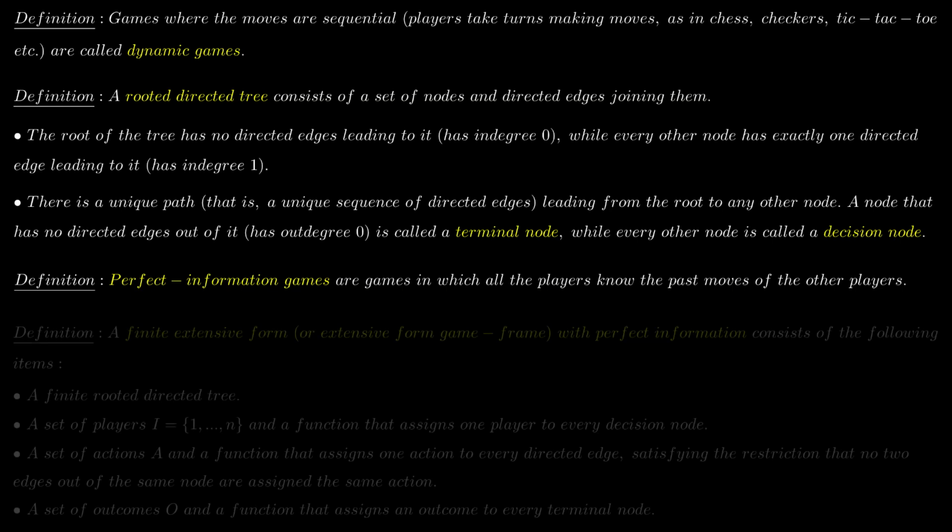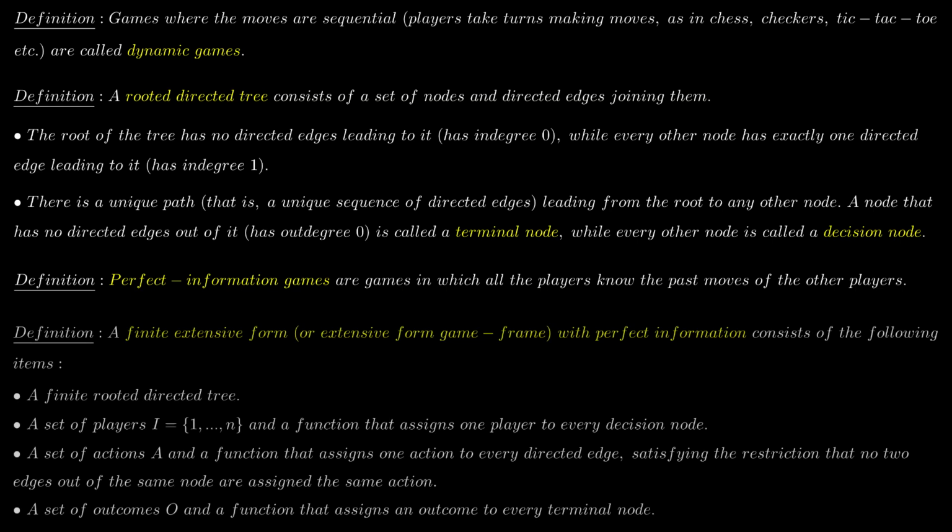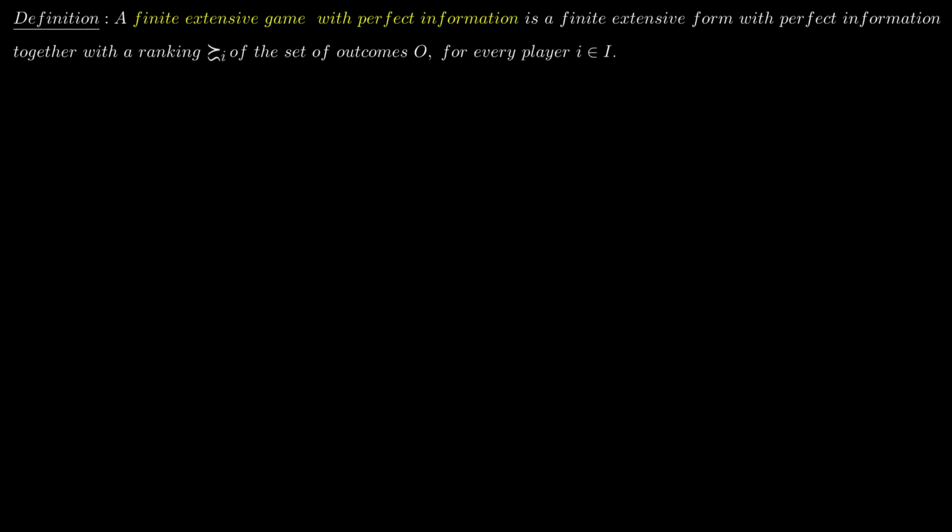And here's the definition of a finite extensive form with perfect information. Just like in the case where players make moves simultaneously, like in the first example of this video, we don't have a full-blown game with perfect information unless we have a preference of the players for the outcomes. So now this is the definition of a finite extensive game with perfect information. So we'll illustrate this with an example.